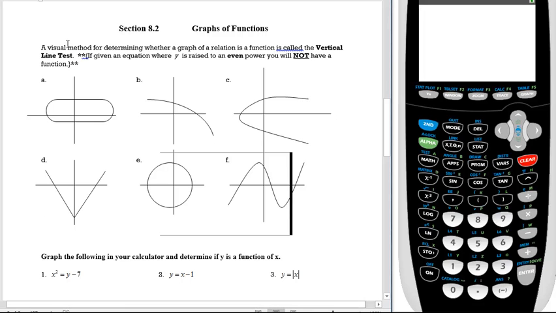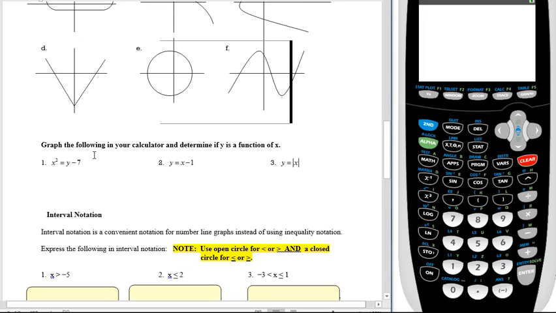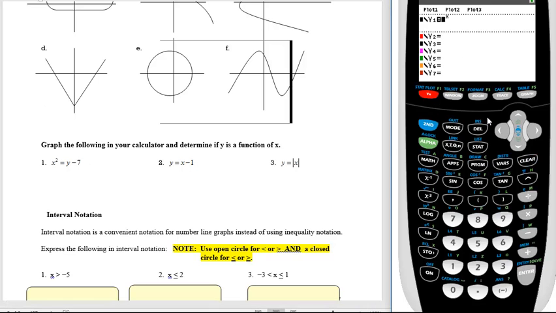Now, if given an equation where y is raised to an even power, you will not have a function. Remind me, I will talk about that a little bit on Thursday when I see you next. Now here it says graph the following in your calculator and determine if y is a function of x. So in this one, I would have to add 7, because when I go to y equals, it has to be in y equals form.